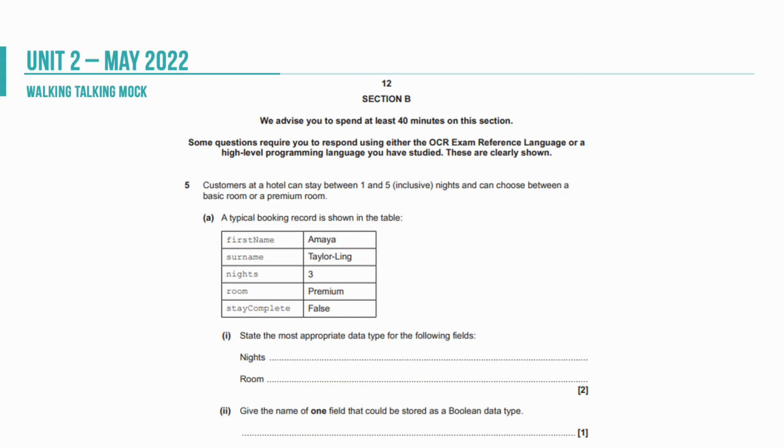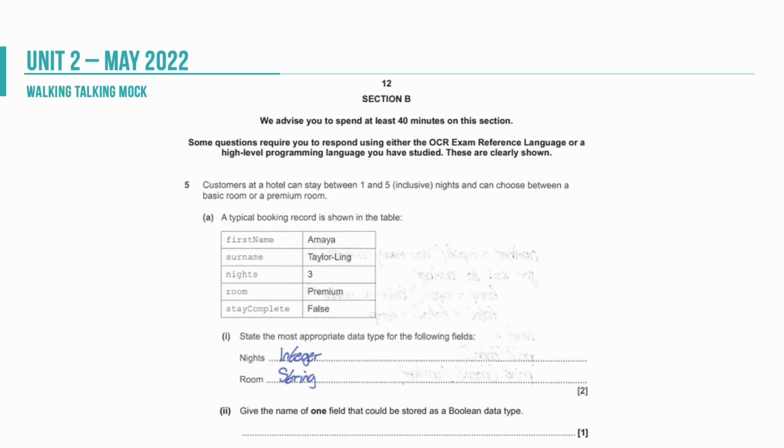Although this is the OCR reference language question, we'll also get questions on things like SQL and data types, as we are in this first example. State the most appropriate data type for nights and room. It shows us an example, so we know that nights are numbers, and then room is a text-based value. So the answer there is going to be integer and string. I guess the only mistake you could make is thinking that nights might be a decimal value.